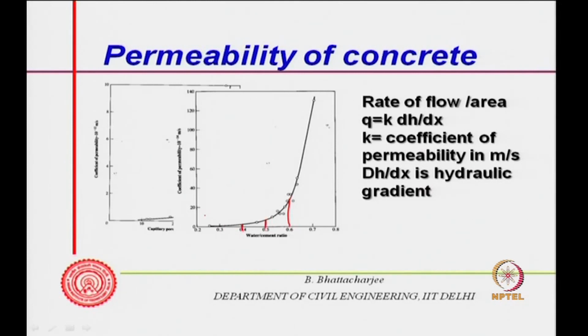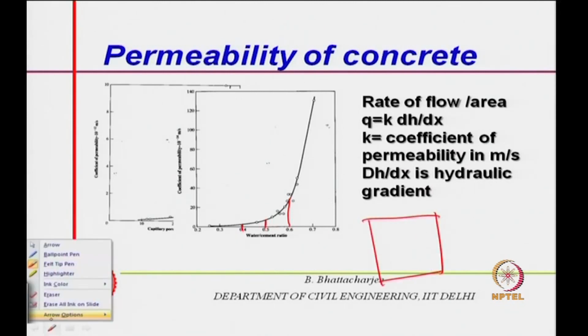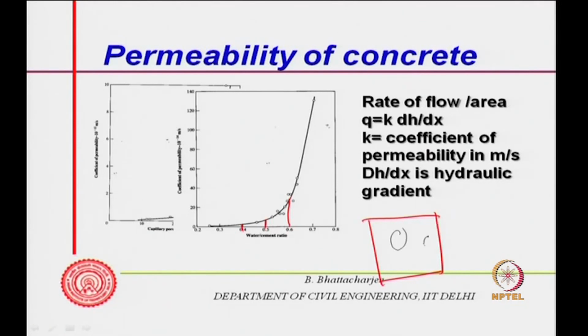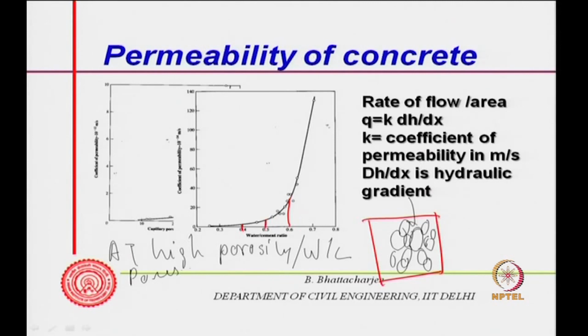The reason being, if capillary porosity is high, supposing this is my material and these are my capillary pores here. Now, if I have low porosity, they will be isolated. When the porosities are high, they are likely to be all interconnected. So, flow through an interconnected system is likely to be more. So, they will be interconnected at high capillary porosity, at high water cement ratio, the pores become interconnected. So, therefore, their permeability increases.